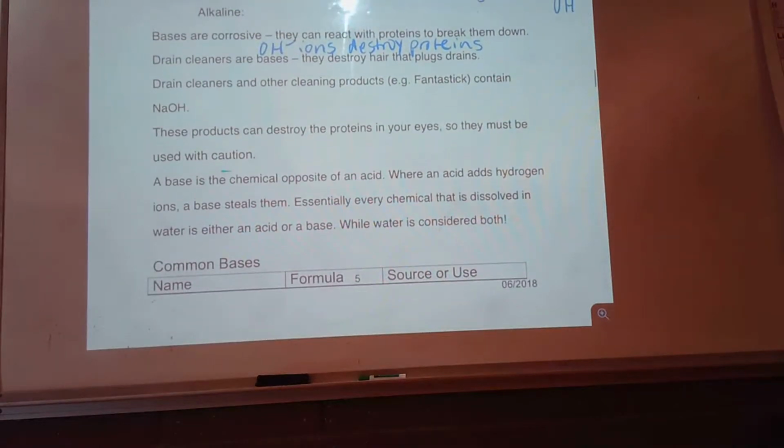Drain cleaners as well are extremely basic because they dissolve the hair that's plugging up the drain. Things like Drano and stuff like that. Again, it's saying here that it contains sodium hydroxide. So again, it's those hydroxide ions that are helping do all that, because our hair is made of protein, right? And the hydroxide ions are able to break those proteins up so that the water can get through the pipe again.